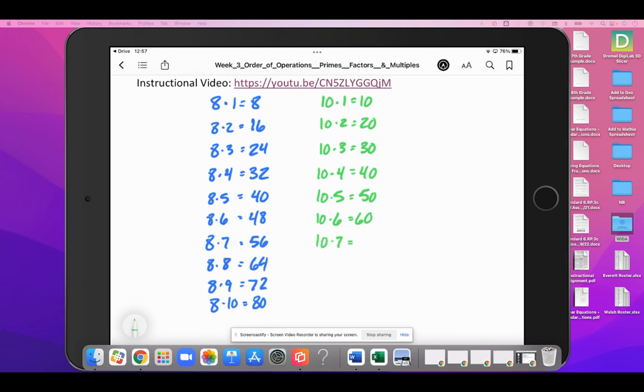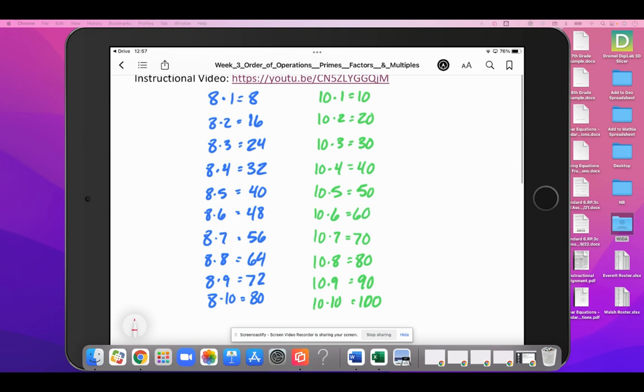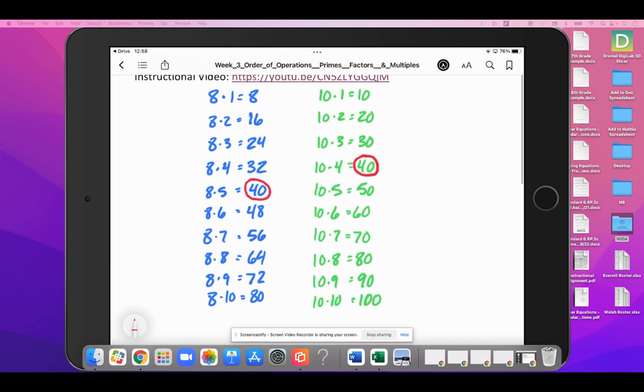10 times 7 is 70. 10 times 8, 80. 10 times 9, 90. 10 times 10, 100. So now I just need to go through this list and find any numbers that are common. So 10 is in the green but not the blue. So is 20, 30, 40 is in both. 50 is not, 60 is not, 70 is not, 80 is not. Yes, 80 is. My bad. 80 is in both.